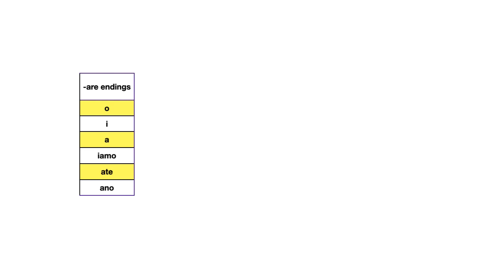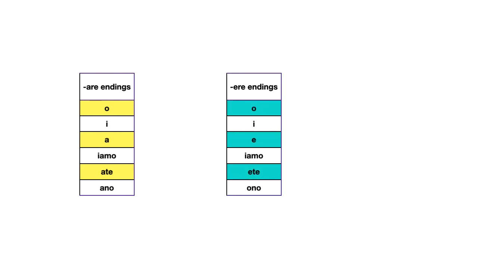Now let's compare them to the ere endings. This we did in the previous video as well, right? So we mentioned that three of them are the same and three of them are different. So the best strategy is to memorize those that are different. The lui lei ending is e instead of a for ere verbs. The voi ending is ete instead of ate. And the loro ending is ono instead of ano.